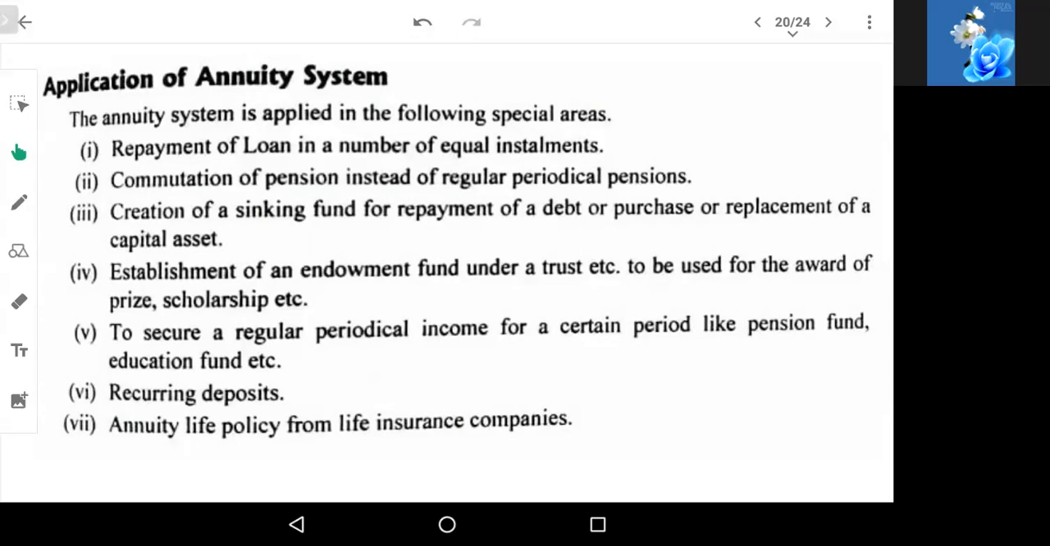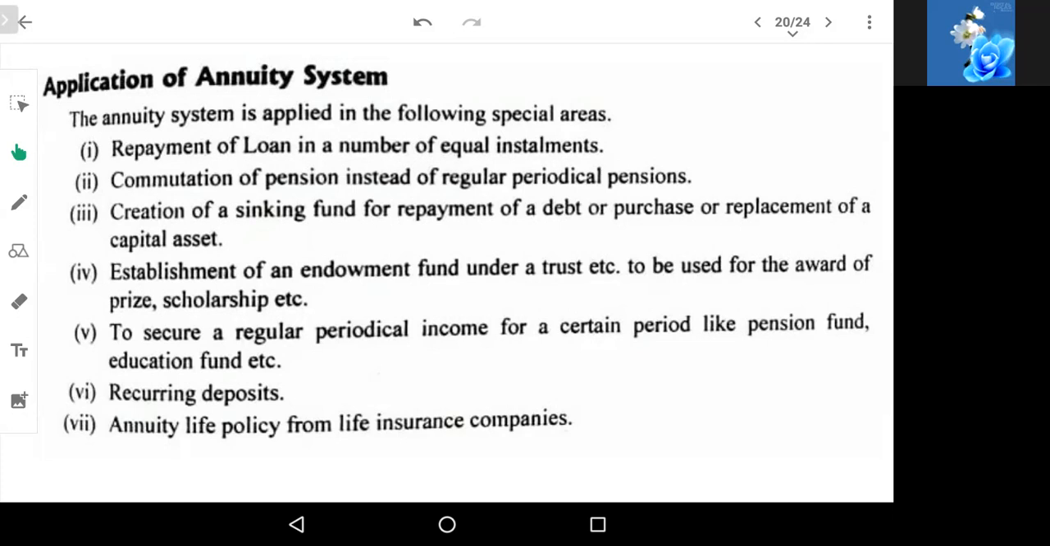Next, establishment of an endowment fund under a trust to be used for the award of prize or scholarship. Usually, colleges or companies would give some scholarships for the students of any kind. Anybody can be getting the scholarship. Whenever they keep aside some money for the purpose of giving prizes to the best student, if they've got more marks, they usually call and give them the awards, right? So at those times they'll give some prize money.